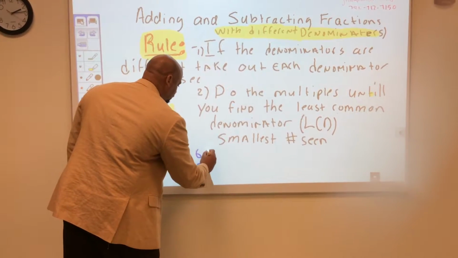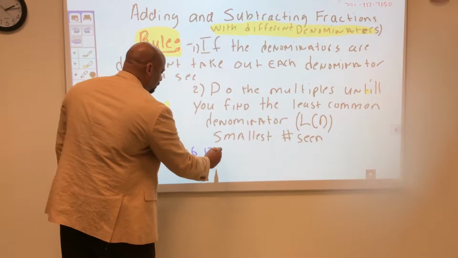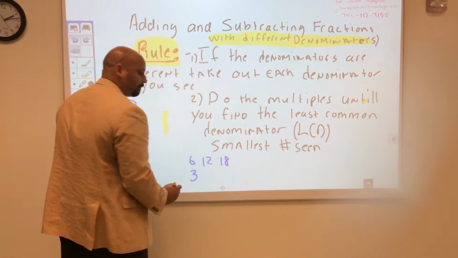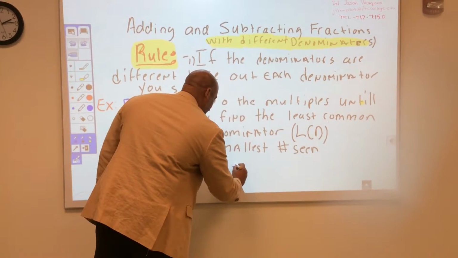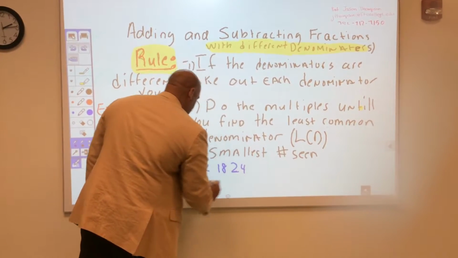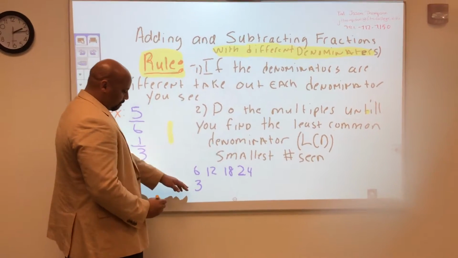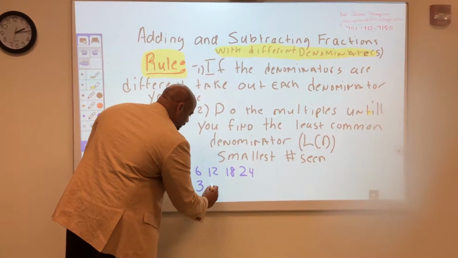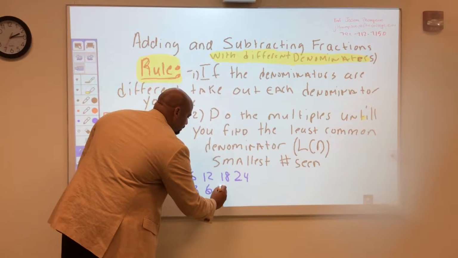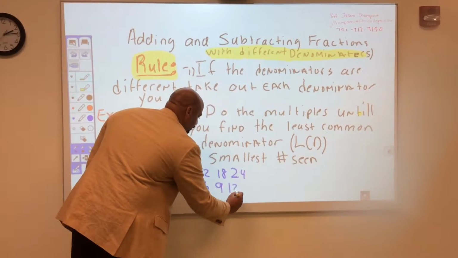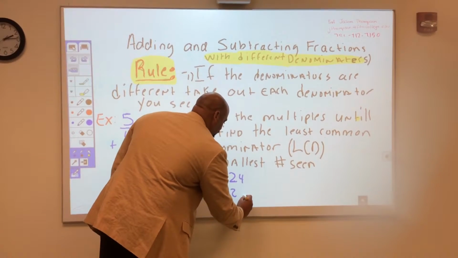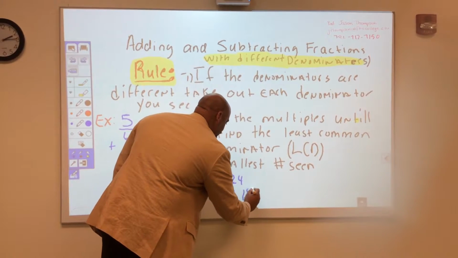So I add 6 plus 6 is 12, another 12 plus 6 makes 18, another 6 plus 18 makes 24, okay? Now, we add 3, the multiple for 3. 3 plus 3 is 6, 6 plus 3 is 9, 9 plus 3 is 12, 12 plus 3 is 15, 15 plus 3 is 18.